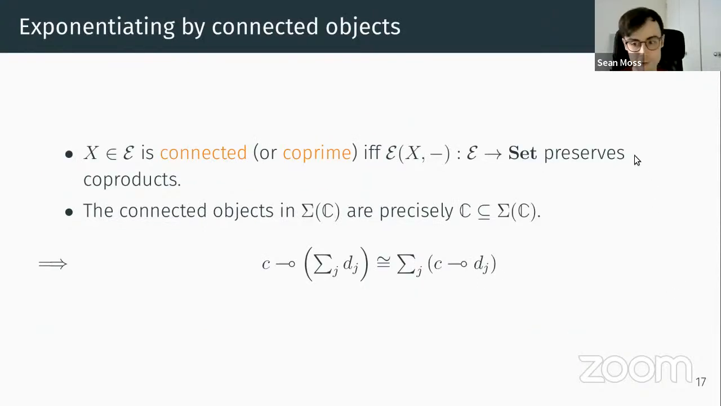Okay, but we'll reduce the problem to something simpler again. So recall that an object in a category E is called connected or co-prime if its covariant Hom functor preserves coproducts. So maps out of it into a coproduct essentially means that they always factor through one of the coproduct inclusions. Okay, and it's quite easy to check that the connected objects in sigma C are precisely the things that come from the underlying category.